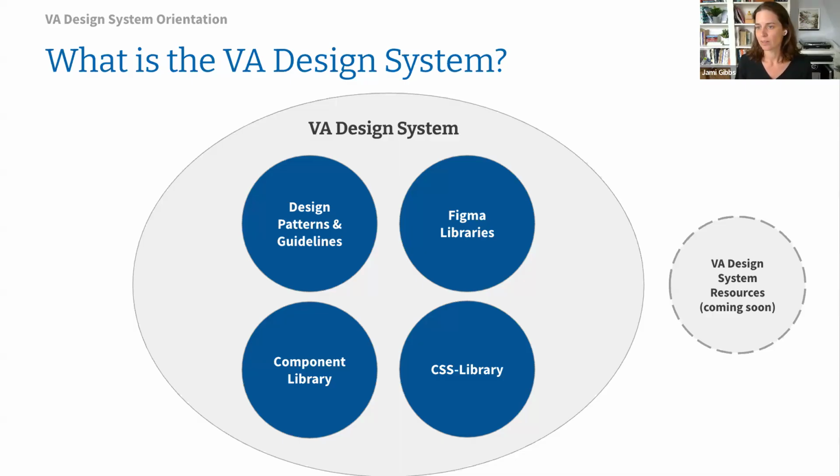There's this circle on the side called VA Design System Resources. This is a new package that will be coming soon to the design system. And essentially, it's just going to be a separate package dedicated to resources in the design system that you can use. At the moment, that's going to include things like tokens and assets like fonts.